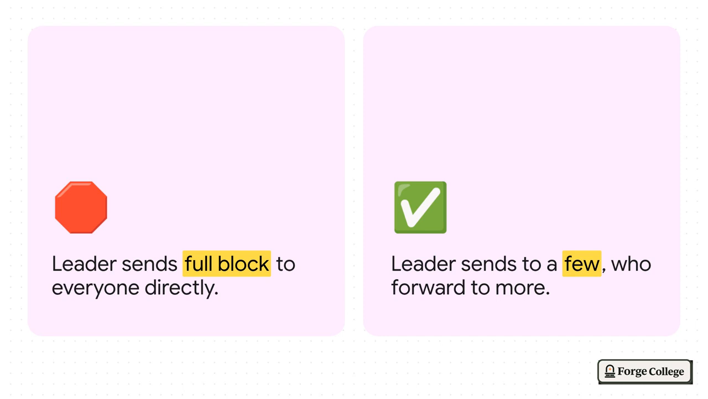But on the right, Turbine replaces that bottleneck with staged multicast. The leader only sends data to a few nodes, who then forward it to a few more. This allows the leader's outgoing load to scale sublinearly. And sublinear scaling, that is the magic word for true network scalability.